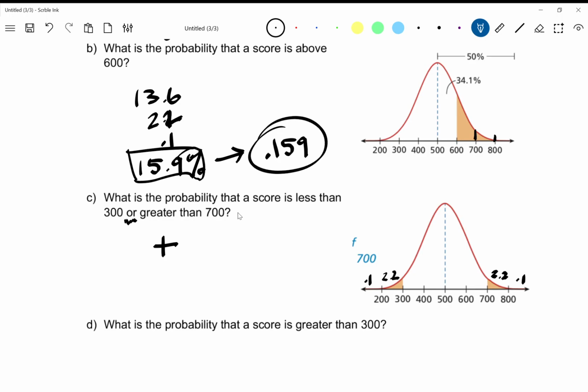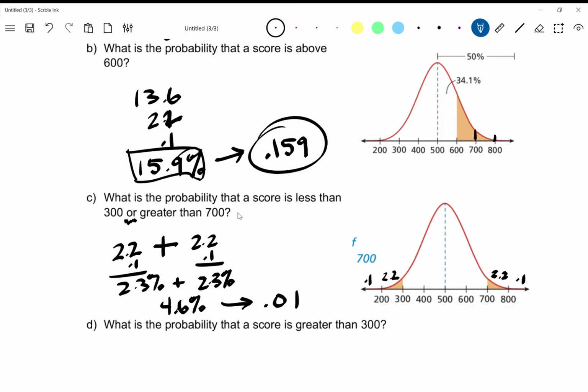So the probability the score is less than 300, well, that's 2.3%. Probability the score is greater than 700, also 2.3%. And the OR statement means that we are going to add them together, and that would give you 4.6%. But since we're trying to answer this as a probability for distributions, we're going to answer it as a decimal. So it will be 0.046.